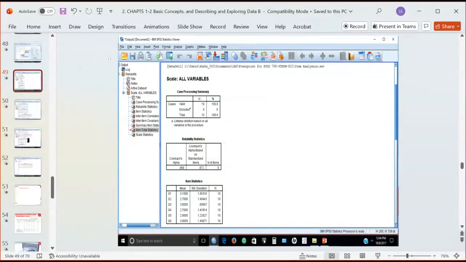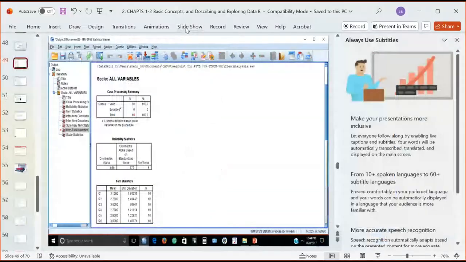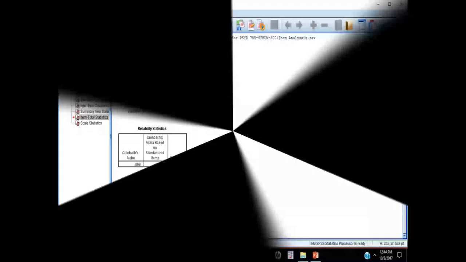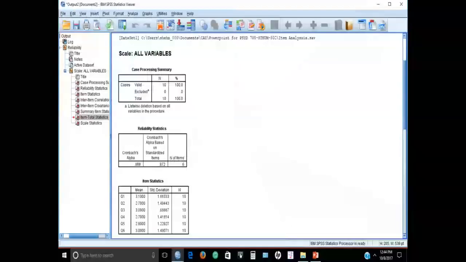The reason I don't make this full screen is that somehow when I change the slide, it doesn't change for you guys. But it looks like we need to make this full screen.